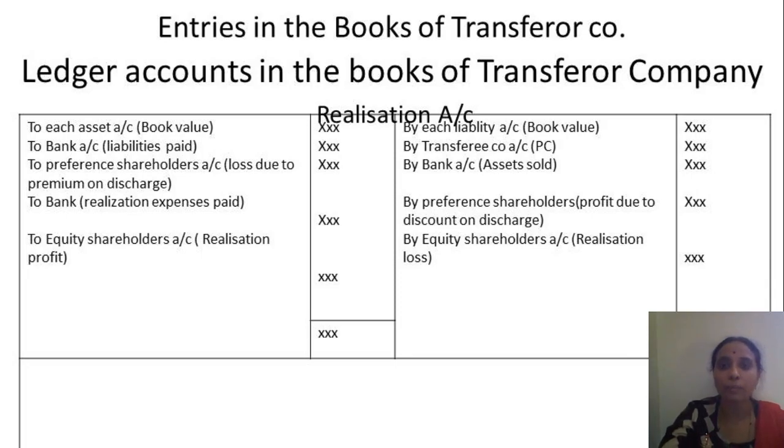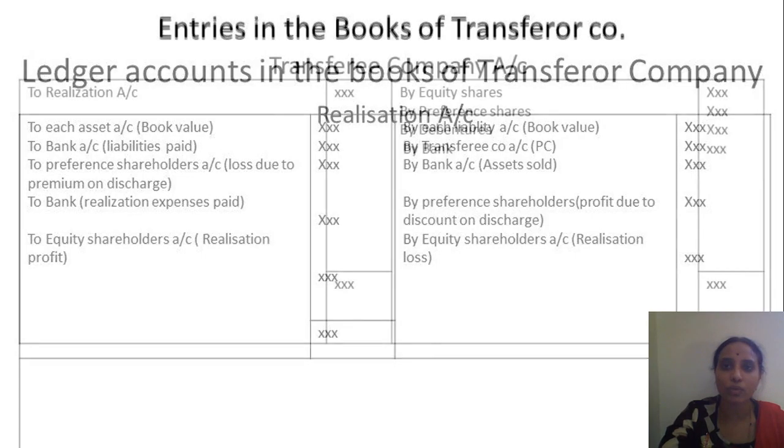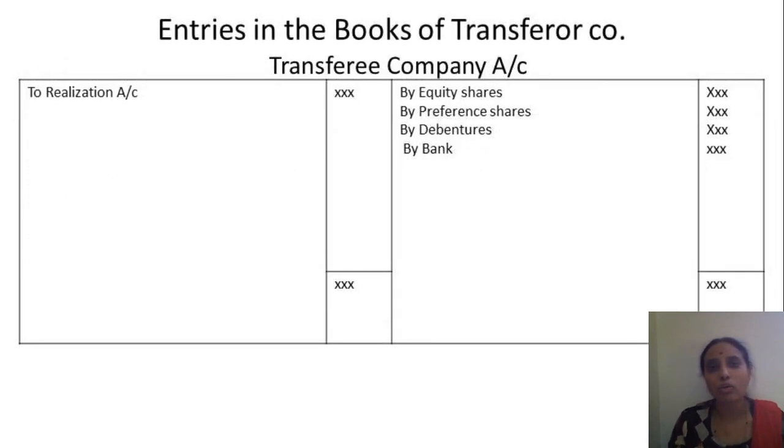So this is one of the accounts to be prepared, the realization account in the books of transferor company. Then another account we are going to prepare is the transferee company account. The transferee company account is the one wherein the purchase consideration is to be received from the transferee company.